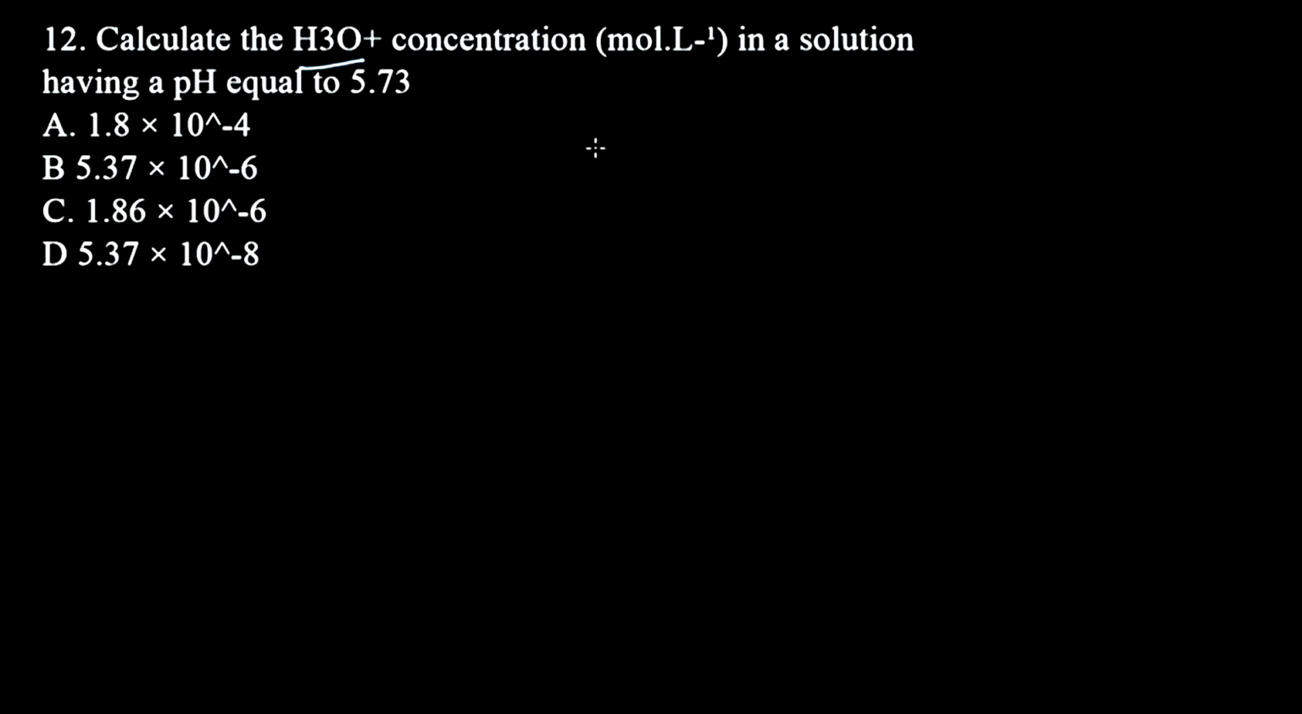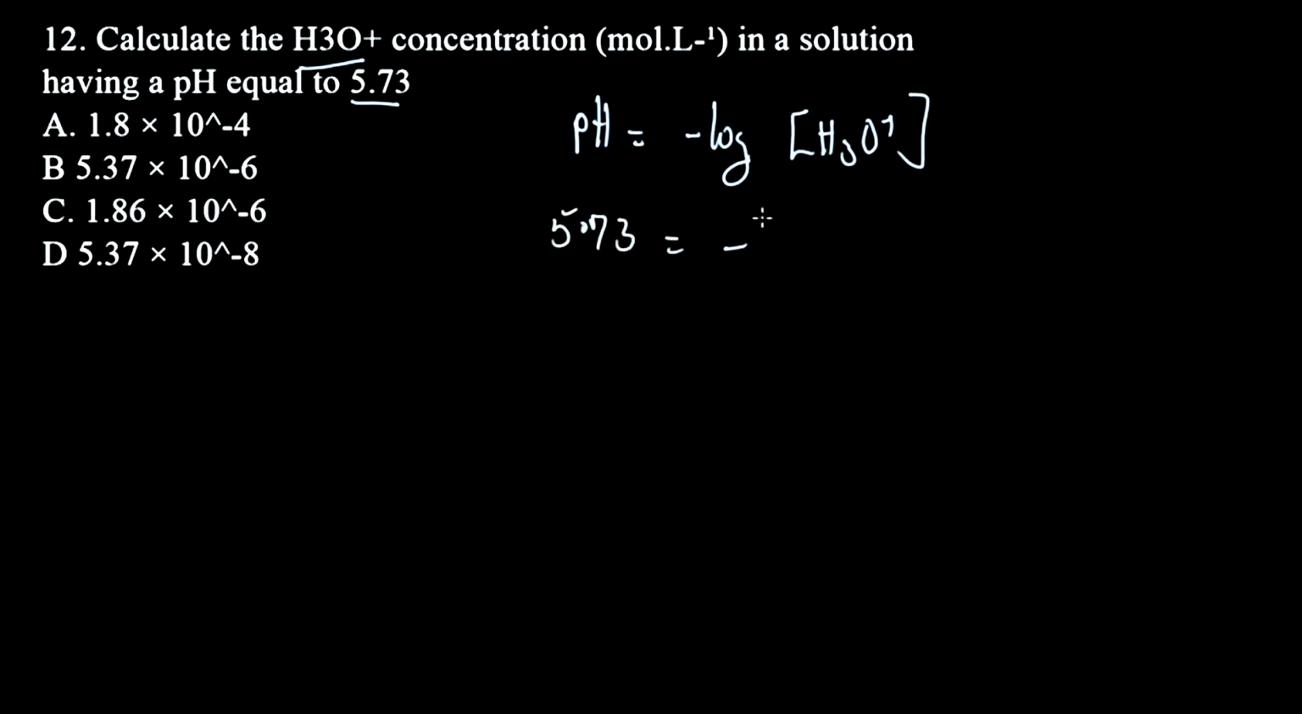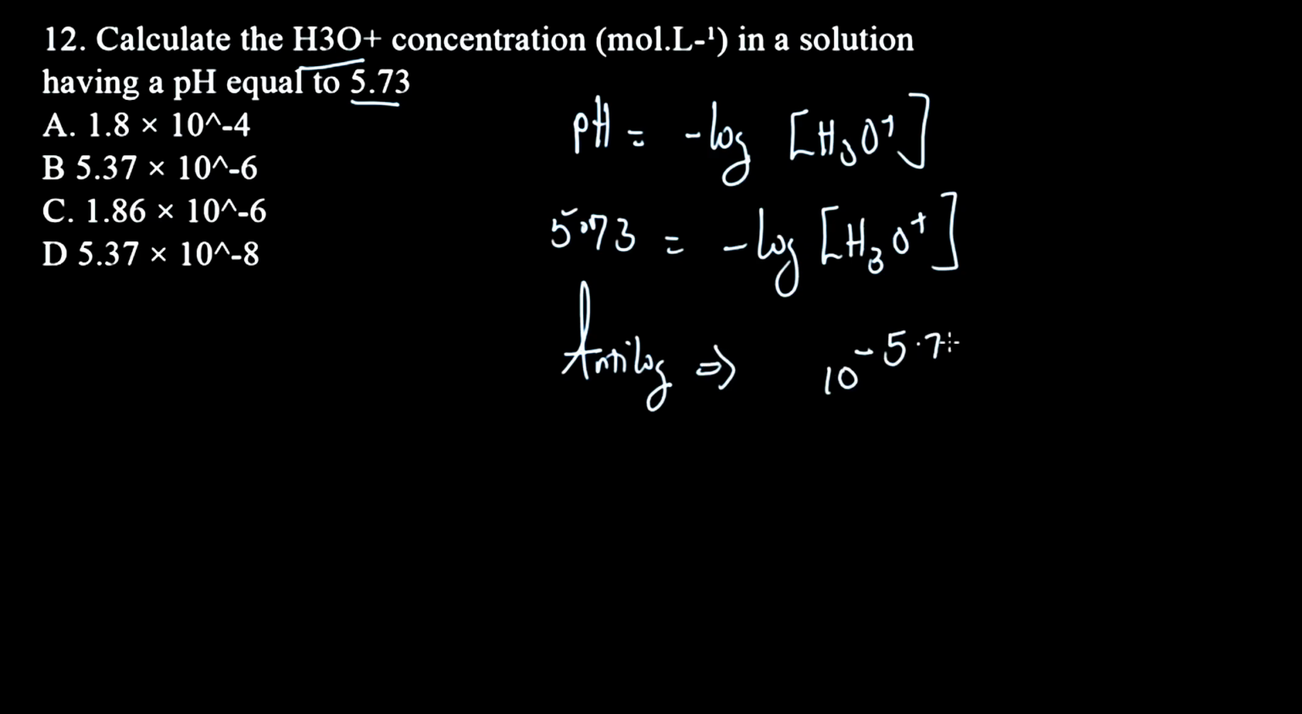All right, let's look at this question. We're going to calculate the H3O plus concentration in a solution having a pH of 5.73. The pH is calculated using negative log of H3O plus. We do not have the hydrogen ion concentration, so we simply have to take the antilog. We therefore have 10 raised to power minus 5.73. That's how to take the antilog. And then we should have 1.86 times 10 raised to power minus 6. So the right answer is option C.